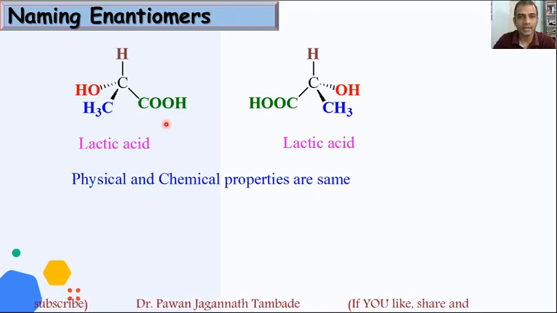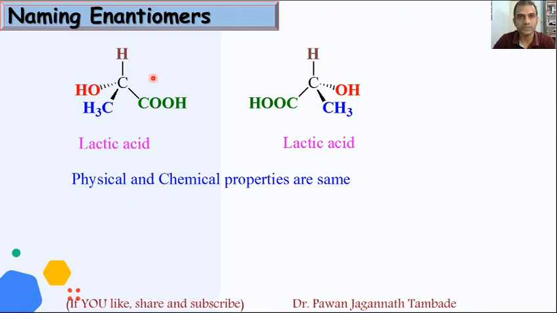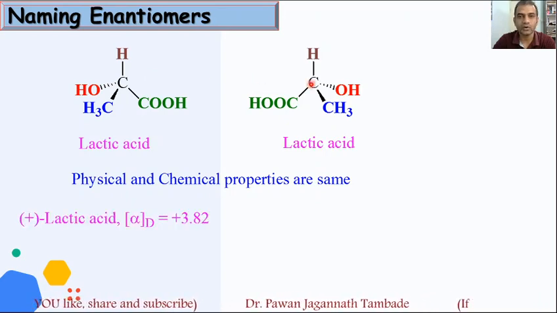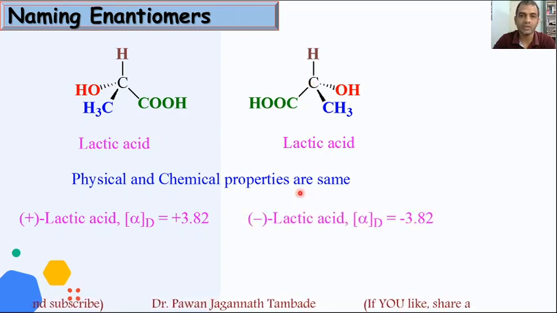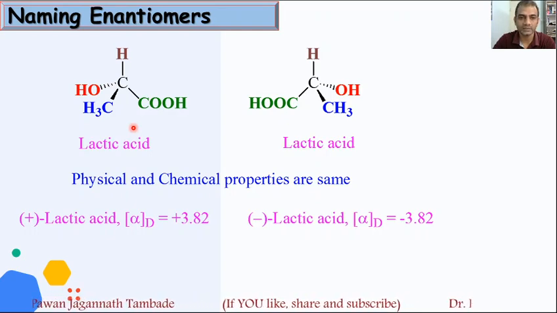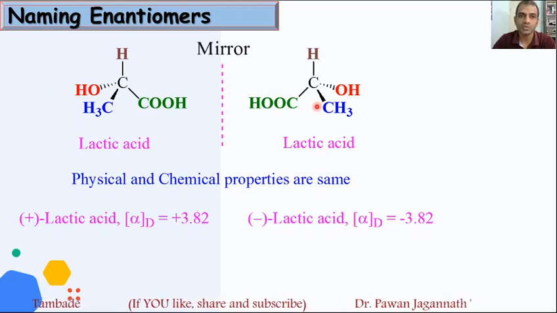However, we notice that when these molecules are subjected to polarimetry study, then their behavior towards plane polarized light is quite different. This molecule was found to rotate plane of polarized light in clockwise direction, and this molecule was found to rotate plane of polarized light in anti-clockwise direction, but with equal angle. So these molecules can be differentiated by their behavior towards plane of polarized light. And these two molecules are mirror images of each other, so they are enantiomers.